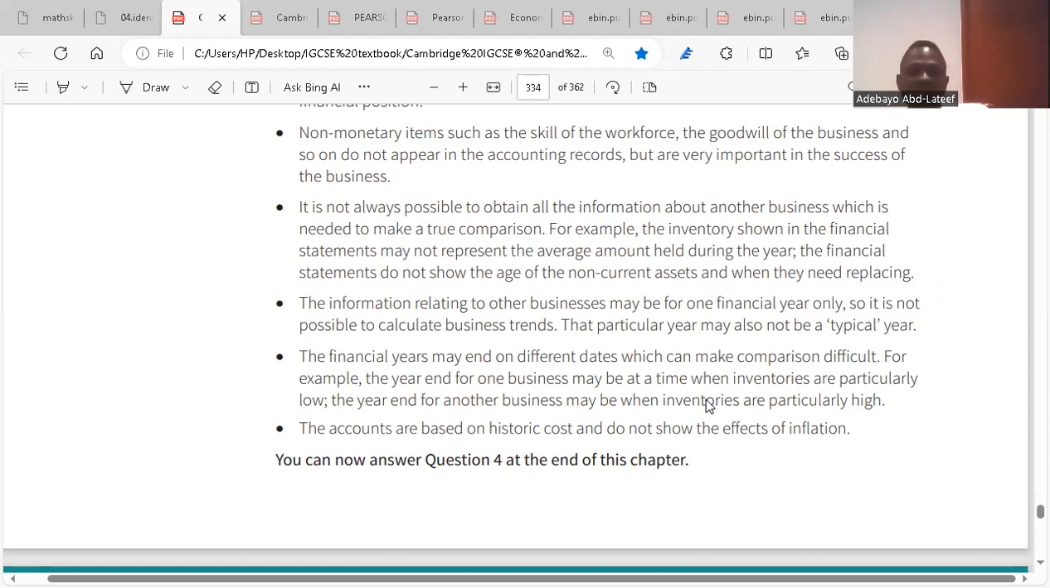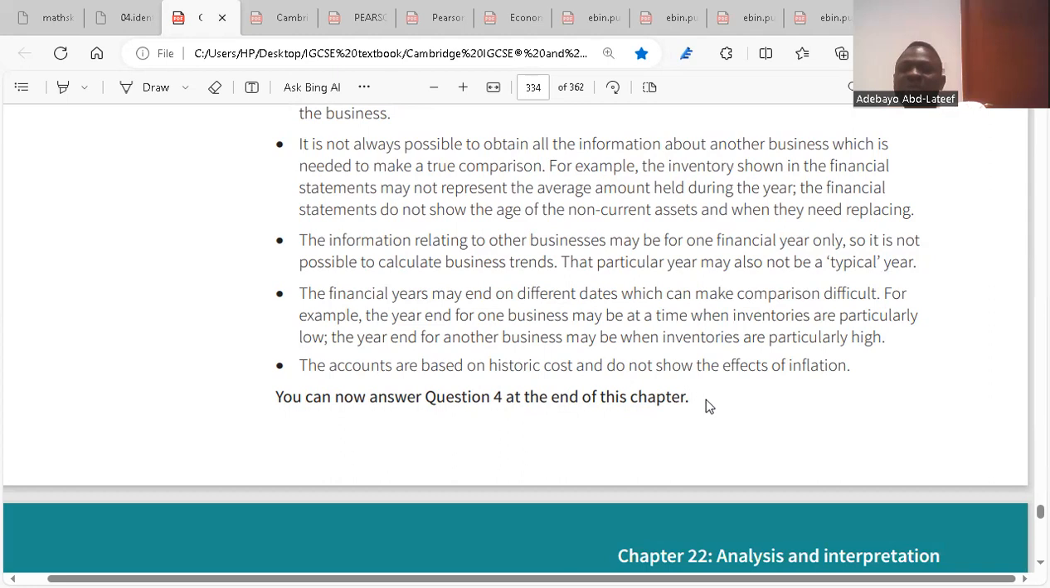Is it clear? The accounts are based on historic cost and do not show the effects of inflation. So whatever we record here is at historic cost, which means inflation does not reflect in it. But inflation is part of what we do, because it will affect our operations in the long run. Do you get it?